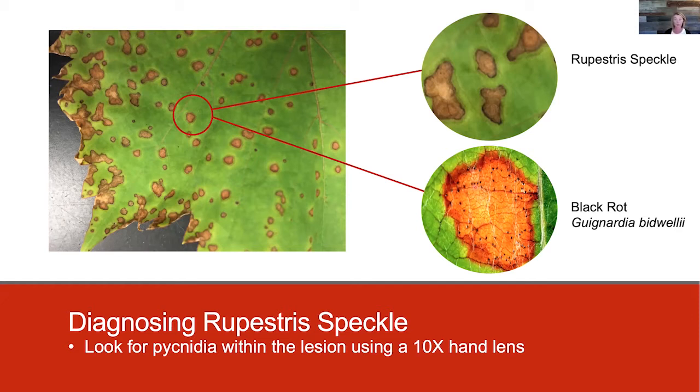So fairly easy to identify. Why is it important? Well, because if you have black rot on the foliage to this level, then you need to start thinking about how you're managing black rot and maybe needing to change your fungicide spray program. However, if it's rupestris speckle, you can put all the fungicide on you want and it's not going to make a difference. So that's why it's important to diagnose it, so that if it is a fungal disease, you can get on top of it right away.